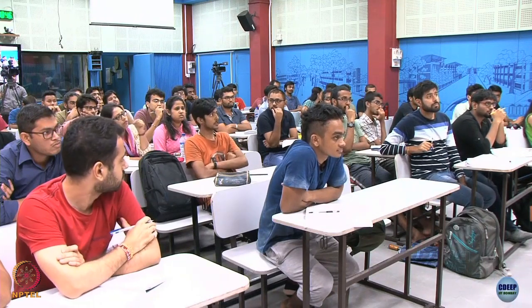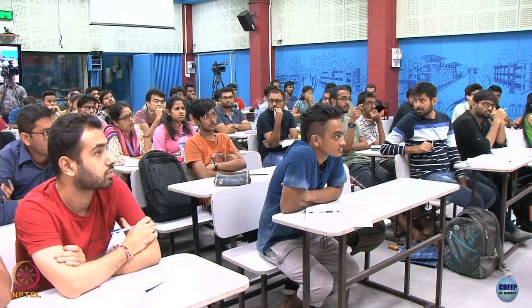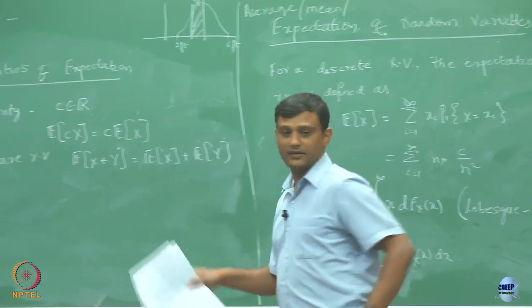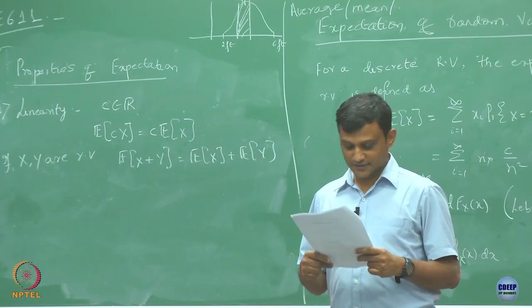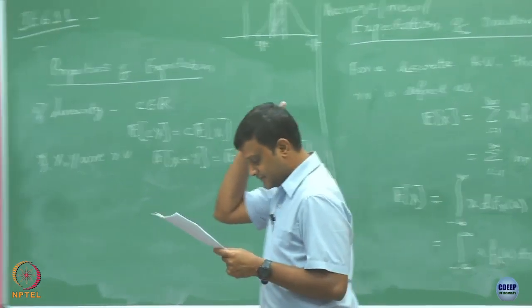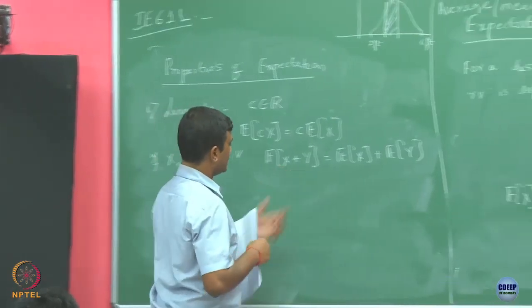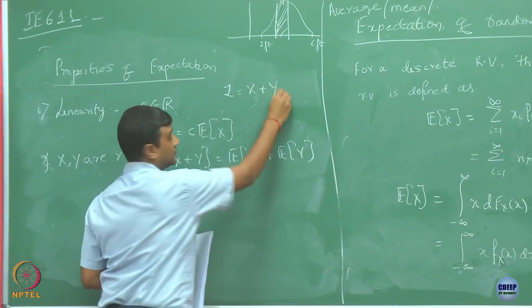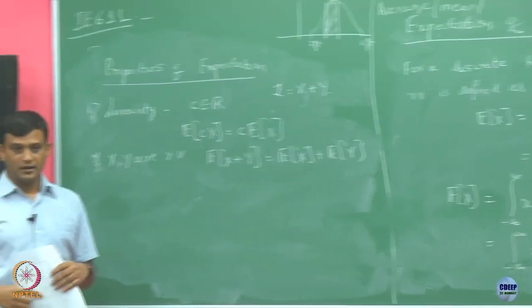They will be different. No, I am not saying independent. I just say that x and y are random variables. How will we show that? Let's say my new random variable is z, which is x plus y.